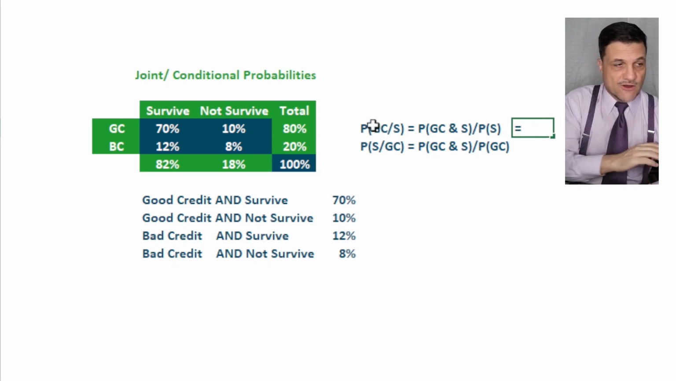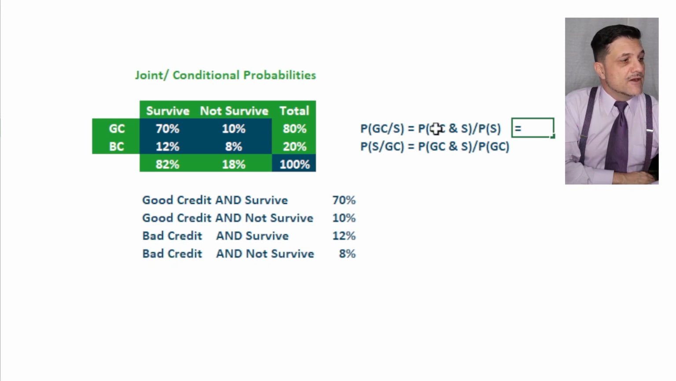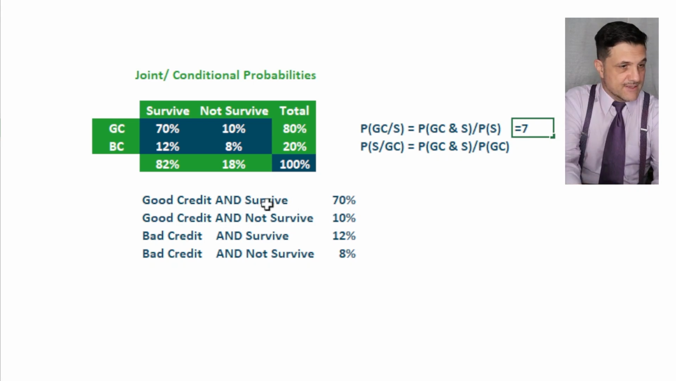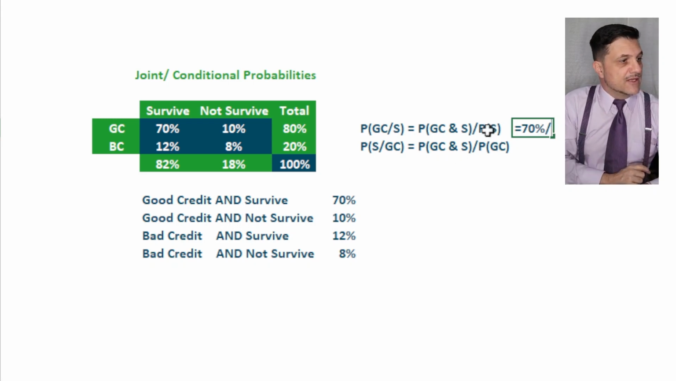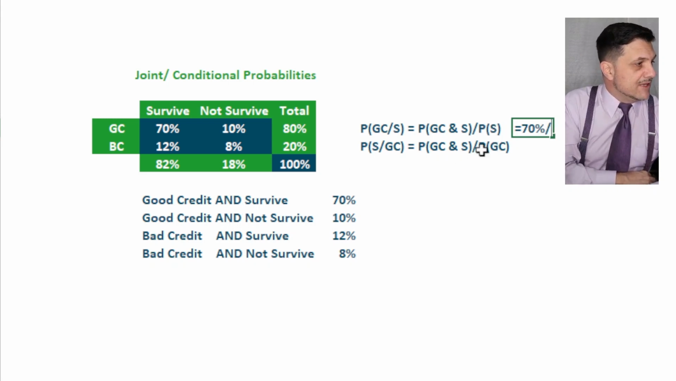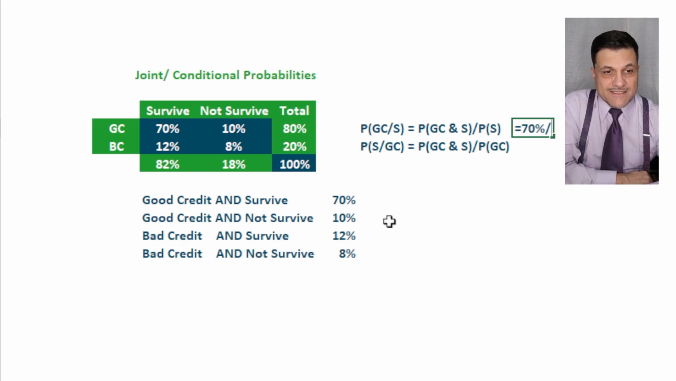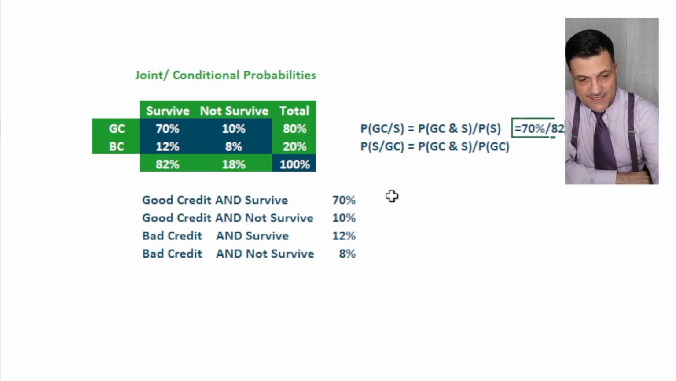So let's follow me here. Probability of GC, good credit and survivor. I have to go and look it down here. Look at that. Good credit and survive. It's 70%. Okay, 70%. Put it there. And then I'm going to have to divide. Take a look for PS. Probability of survive. What is the probability of survived? Okay, 82%. Take a look. Survive is 82%. So I'm just going to divide it by 82%.